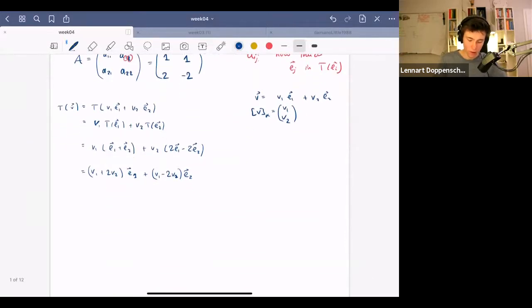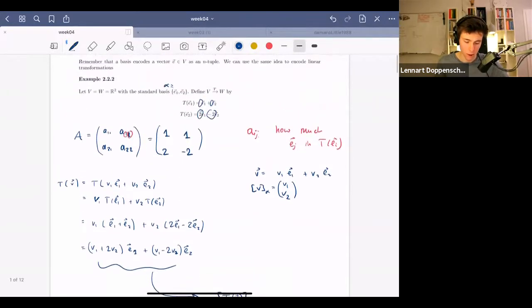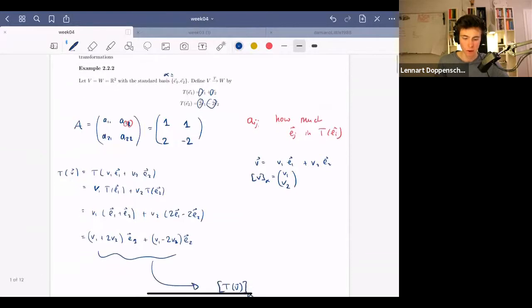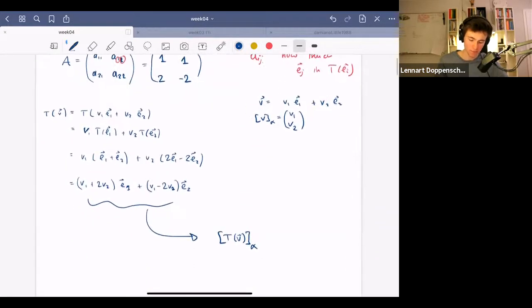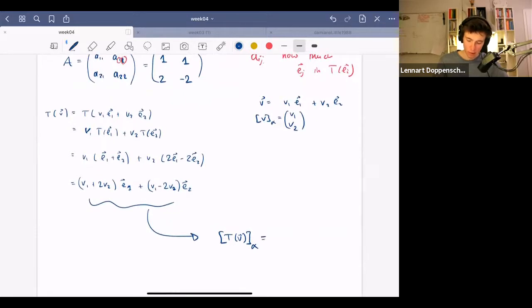Now, the coordinate vector of the result, let me rewrite this in the bottom. So from this, if you compute the coordinate vector of T of V in the same basis alpha, because there's just one basis, because V is W and they share the basis. So there's no two bases for now. Then how do we find this?